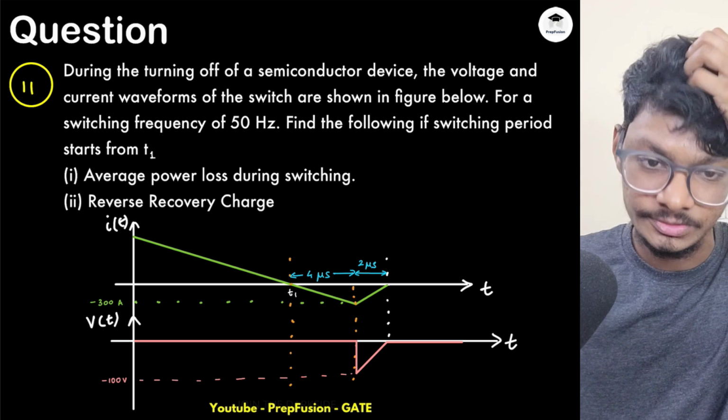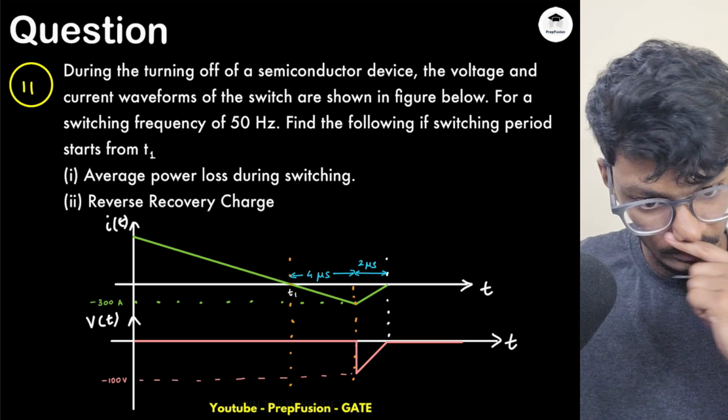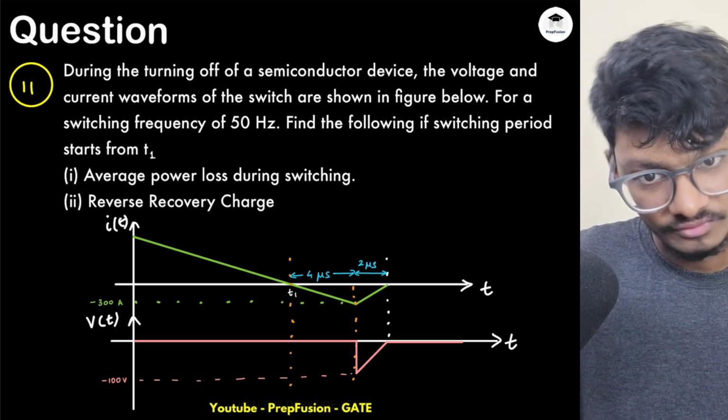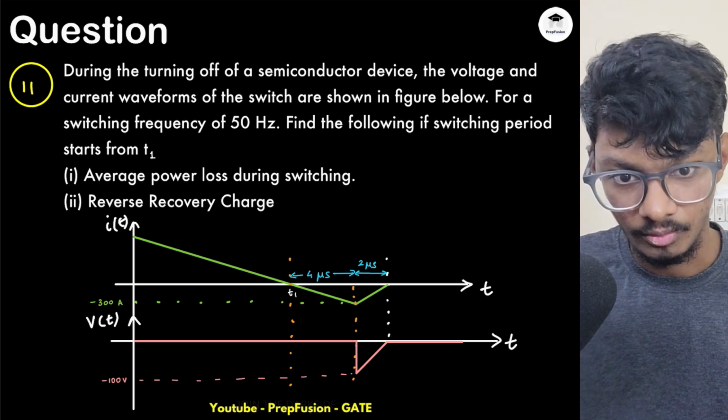We know, right? Average power loss is basically the area of the power graph under one time period. Okay, mean of that. So mean of the area. So what is the power of this graph? What is the graph of the power for this thing?